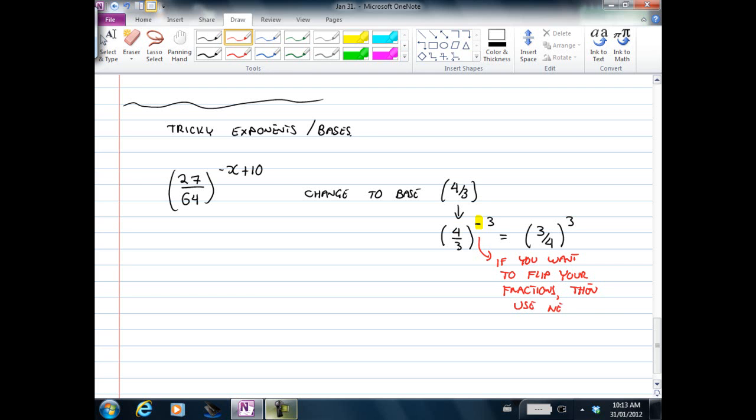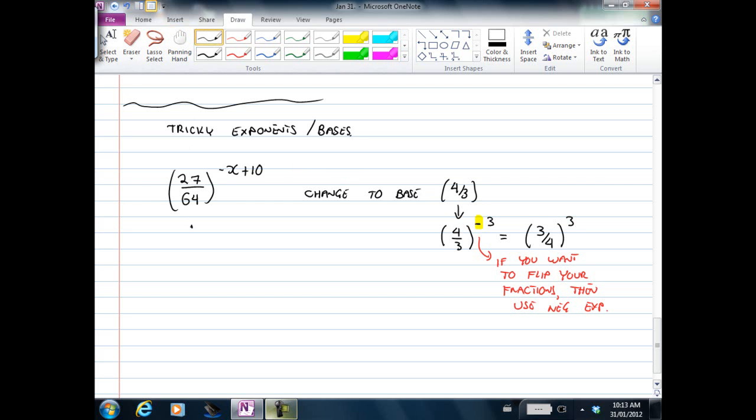Use negative exponents. Where did the negative 3 come from? Good question. We want this 4, would you agree, matches to 64? And this 3 matches to 27? 3 to the power of what gives you 27? 3. And 4 to the power of 3 also gives you 64.